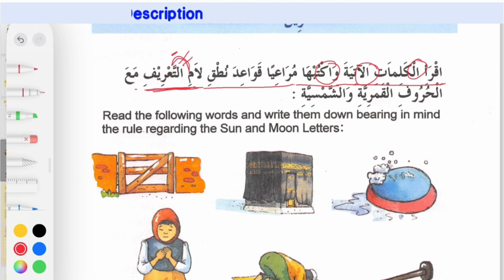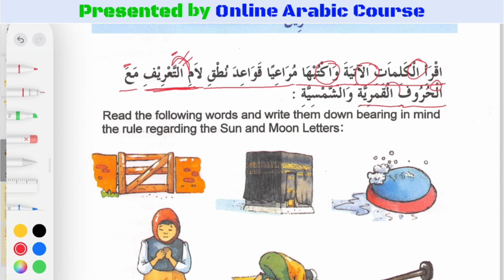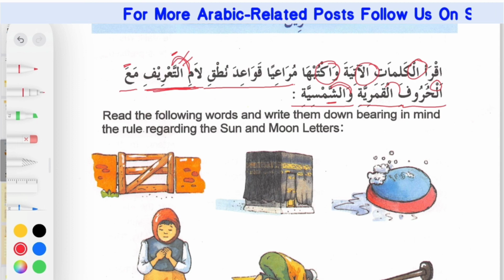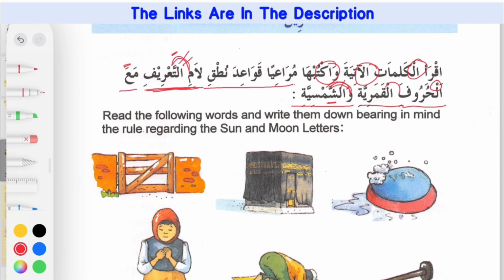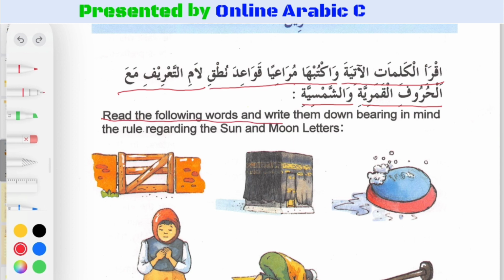لام التعريف مع الحروف. عين with lam مع الحروف القمرية. فا with lam قمرية والشمسية. Waw with sheen because we are combining waw with the next word which starts with sheen. Sheen is a sun letter. That's why we will read waw with sheen. We will not read lam because it is sun letter, and we will not read alif also because of combining. So washamsiya. Read the following words and write them down bearing in mind the rules regarding the sun and the moon letters.